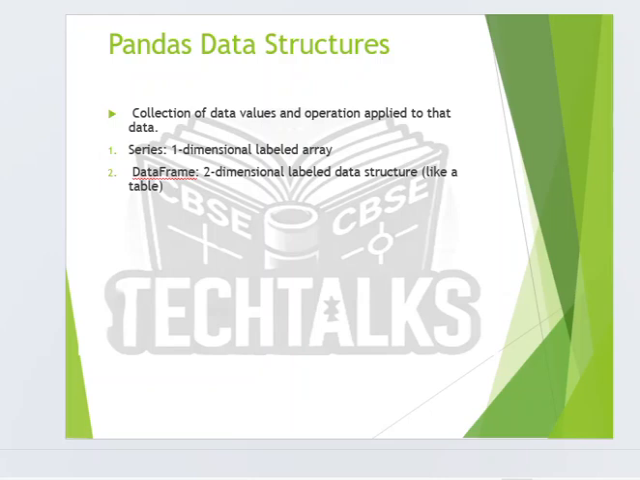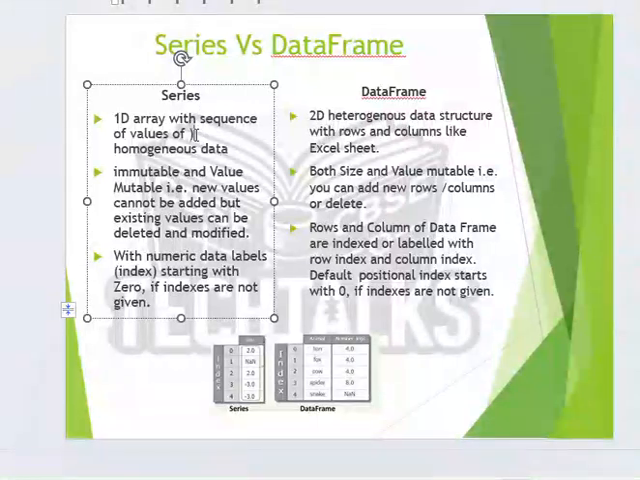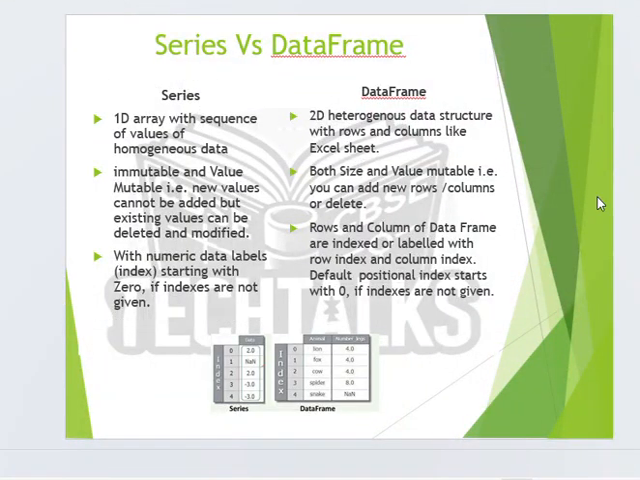Now, pandas data structure consists of two types of labeling. Series is a one-dimensional labeled array, while data frame is a two-dimensional labeled array like a table. When we talk about series and data frame in pandas, series is a 1D array with a sequence of homogeneous data. While a data frame is 2D and it can contain heterogeneous data structures with rows and columns like an Excel sheet. It means the data can be of different types.